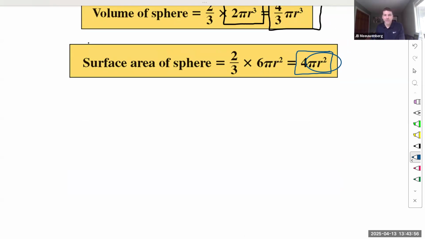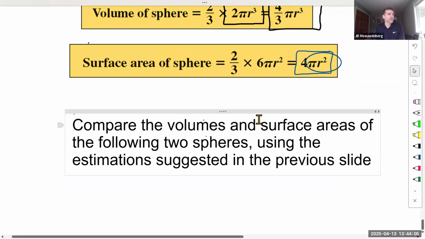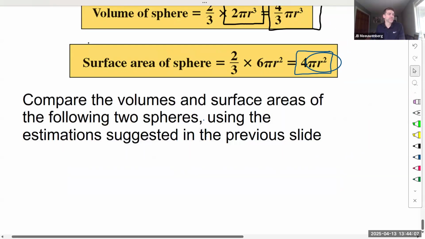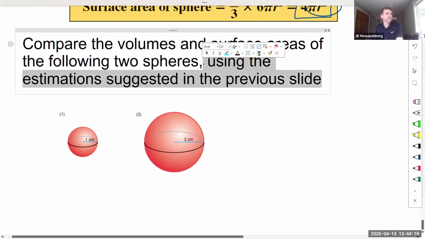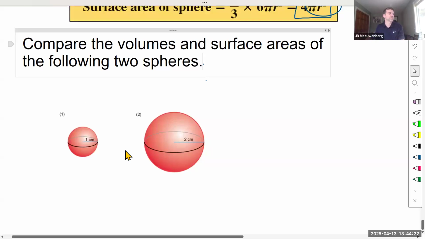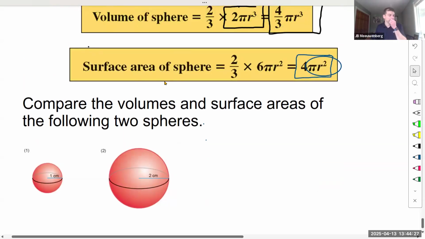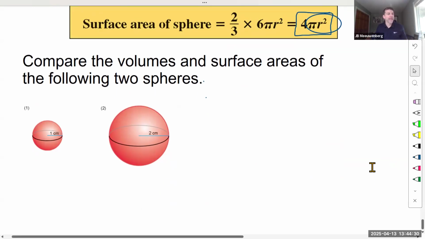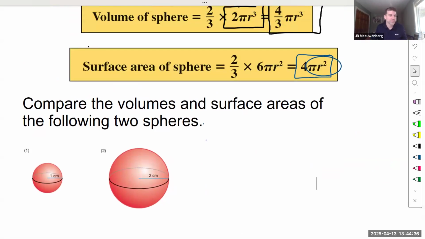So the last investigation that we're going to do is just one little problem here. We are going to compare the volume and surface areas of two spheres. So I'm going to put the picture of two spheres here. We could ignore this. We're just going to compare the volumes and surface areas of these two spheres. So using the volume and surface area formulas, go ahead and do those calculations for both of the spheres that you see. Go ahead and pause and try that on your own.